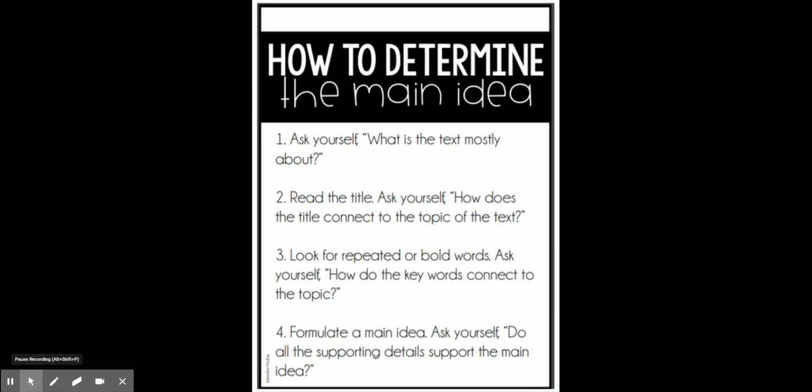To determine a main idea, you need to ask yourself, what is this text mostly about? So as I read, I'm continually asking myself that question. And I come up with new ideas as I read on.